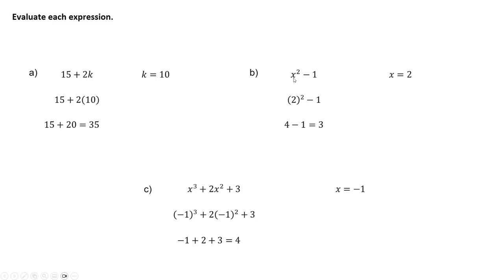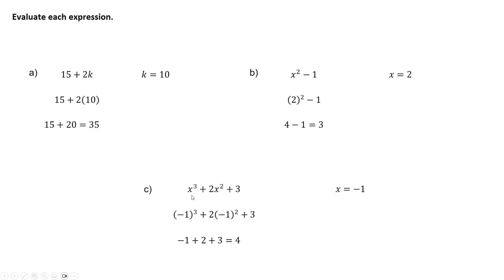Question B, we're given the expression x squared minus 1. And then we're told that x has a value of 2. Now it's a good idea when we're doing these type of questions to always put the substituted value inside brackets, just so that we don't get any confusion at all. So we take that 2, and we understand now, because it's in brackets, that the 2 is being raised to an exponent 2. So that's 2 to the exponent 2 minus 1. That's 4 minus 1 gives us a value of 3.